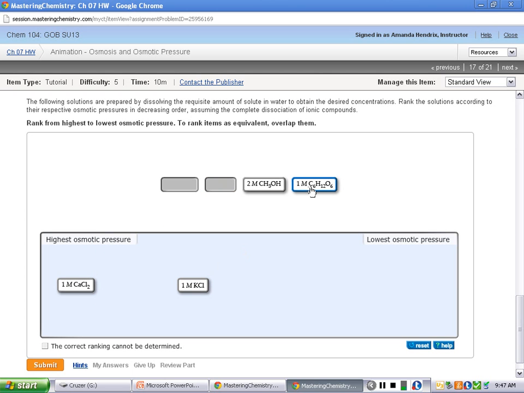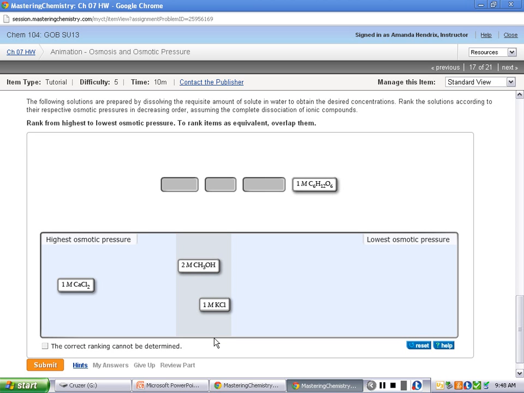Then we have our 2 covalent compounds. These are not ionic, these are actually polar covalent compounds, but we have 2 molar. So we can technically say that we're going to form 2 methanol. This compound here, CH3OH, is methanol. It doesn't dissociate into ions, but because we have 2 molar, it's going to produce 2 solutes in solution.